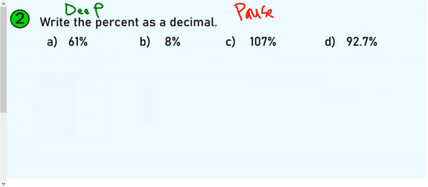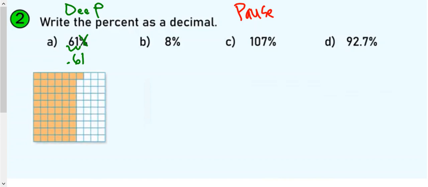Alright, let's take a look here. First one says 61%, and if I use my acronym up the top, DEEP, we're going from a percent to a decimal, so we're going to be moving from the right to the left. So if I cross out my percent symbol here, and I'm going to move it 2 places to the left, we will get 0.61 as my decimal. And then the way that looks on a 100 grid is you can count these up: 10, 20, 30, 40, 50, 60, and then one more for 61 out of 100.